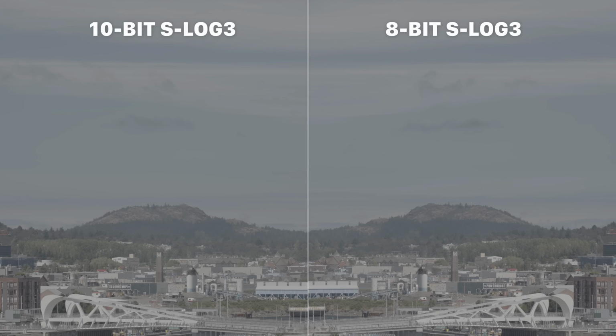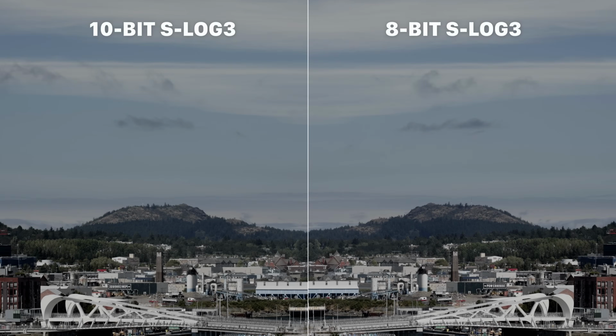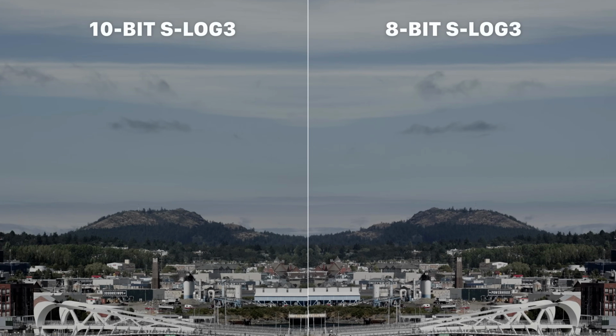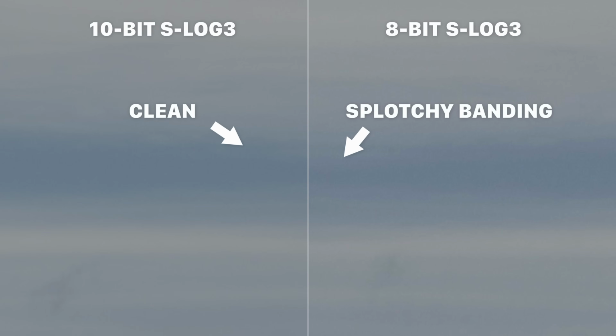The reason for this is because if you shoot S-Log3 in 8-bit footage, when you go to stretch out that information while color grading, it'll fall apart more easily because of the lack of bit depth. So once you've engaged your S-Log profile of choice, you'll see that flat gray looking image on your screen.